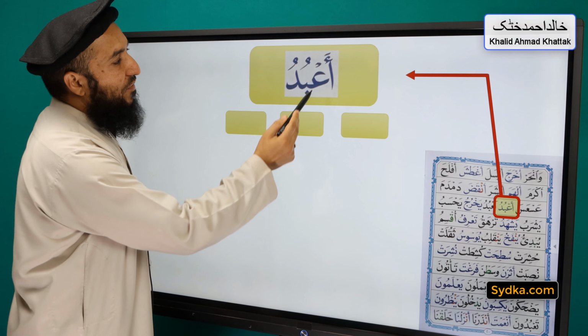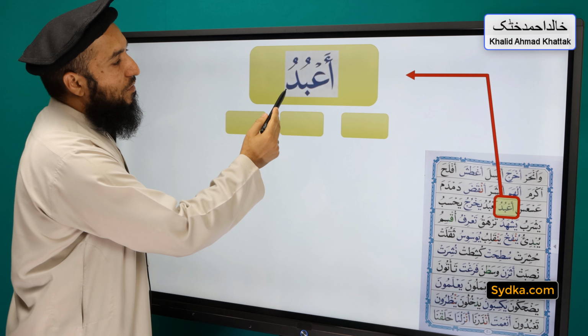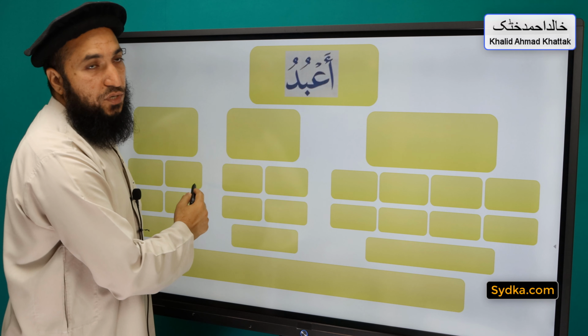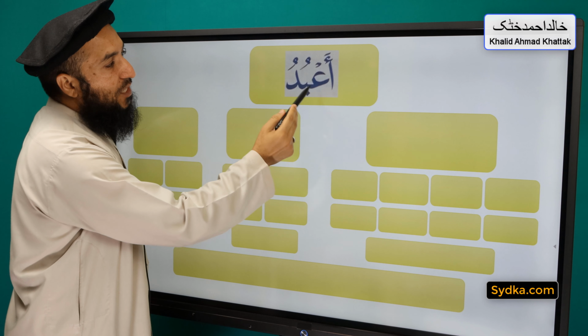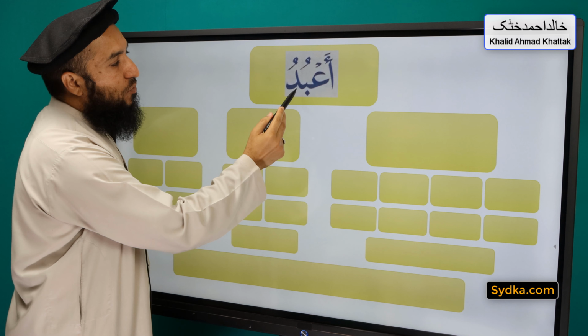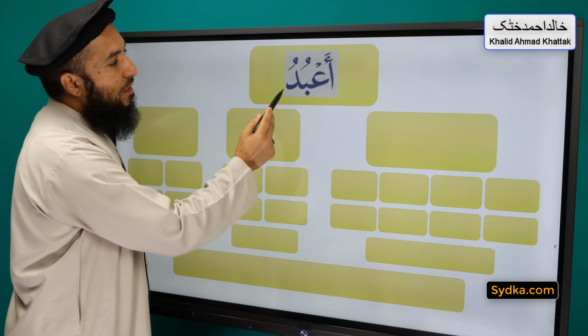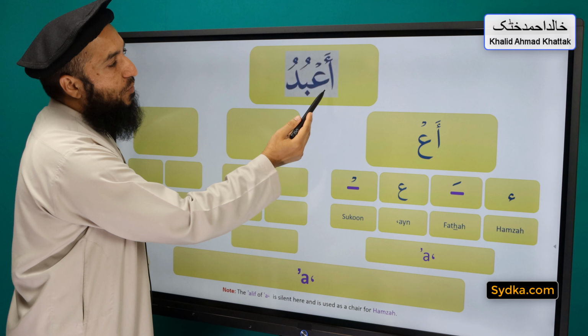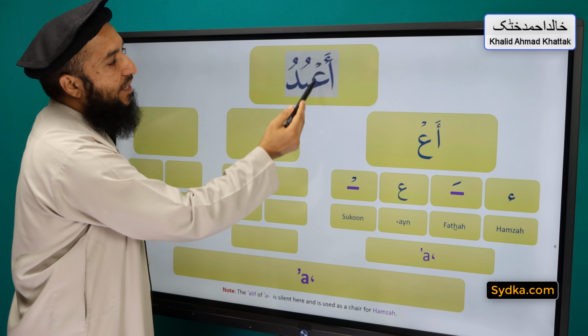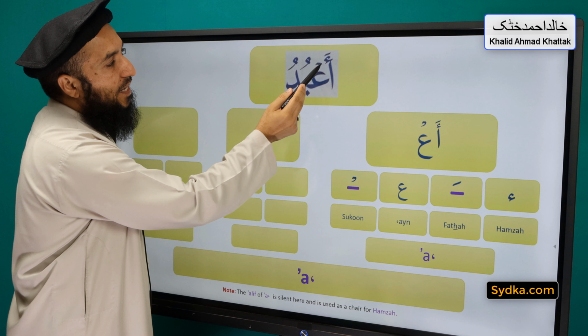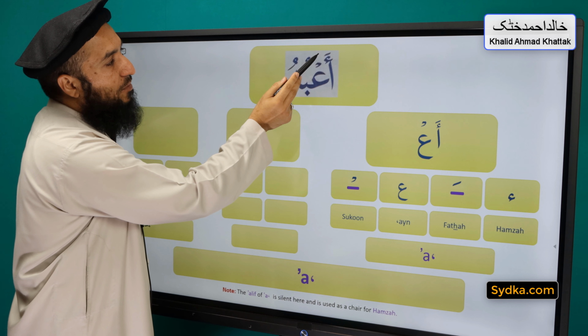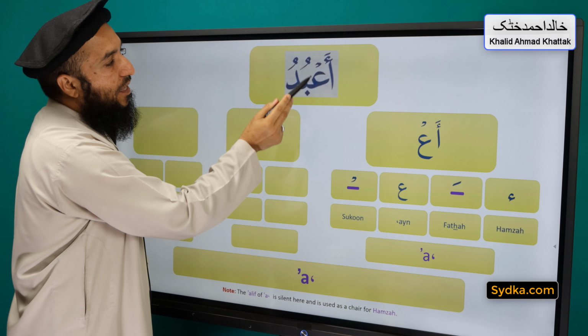The next word we have is a'budu, and it can be divided into 3 syllables. The first one is a', the second one is bu, the third one is du. So the first syllable we have is hamza fatha ayn sukoon, a'. Hamza is a light letter, it has fatha on top of it, it is followed by ayn, and ayn has a sukoon.